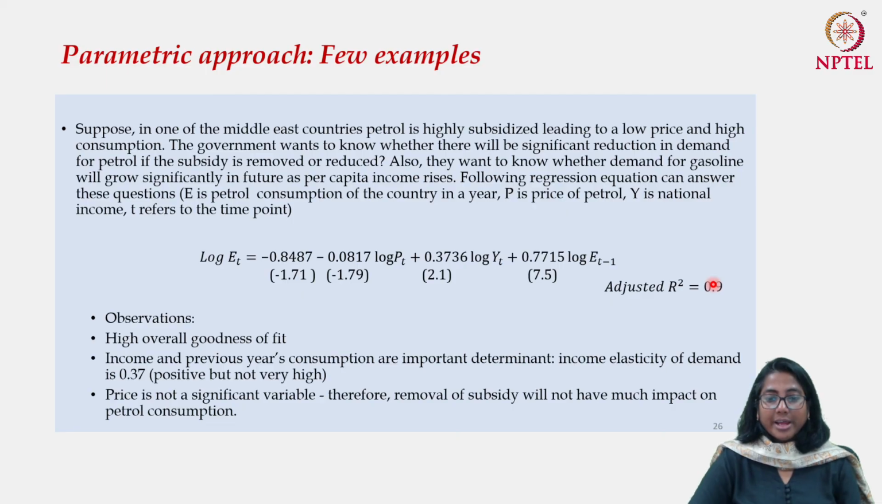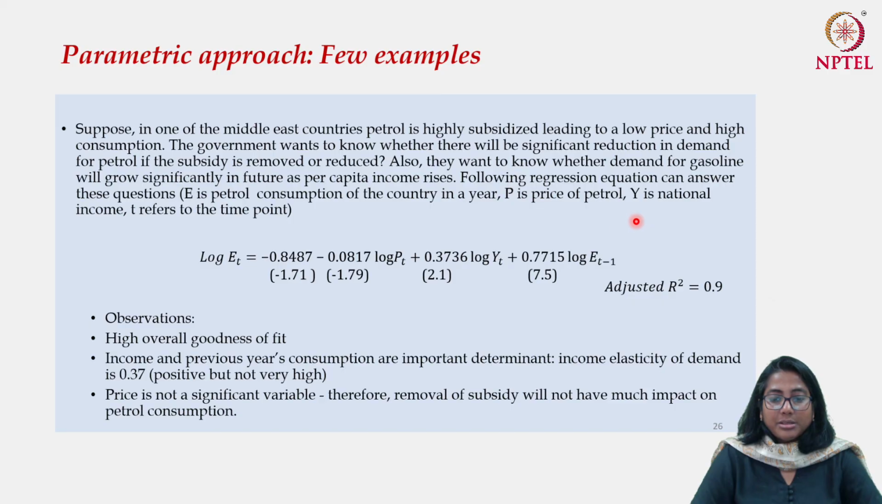Coming to the next and the final example, this is a result from one of the Middle East countries, and this example we have also used in some previous slides, where gasoline is highly subsidized. So the price of petrol is very low because petrol has been subsidized, and therefore the energy consumption has gone up like anything. Now the government wants to know whether there will be significant reduction in demand for petrol if the subsidy is removed or reduced. Also, they want to know whether demand for gasoline will grow significantly in future as per capita income rises.